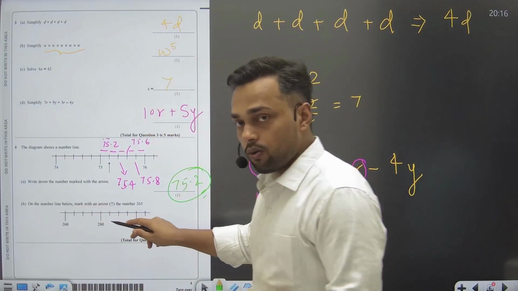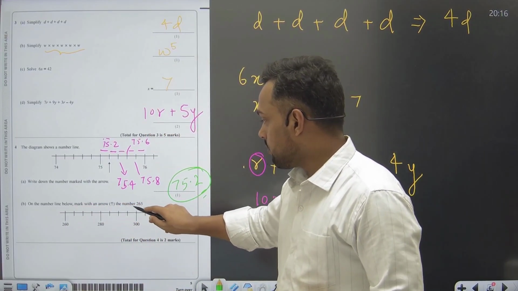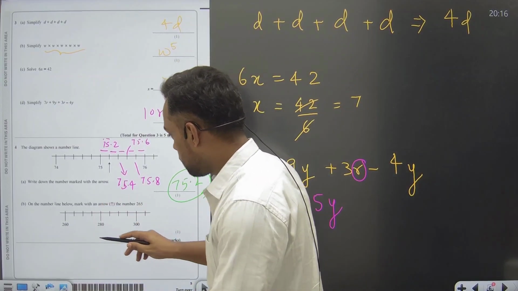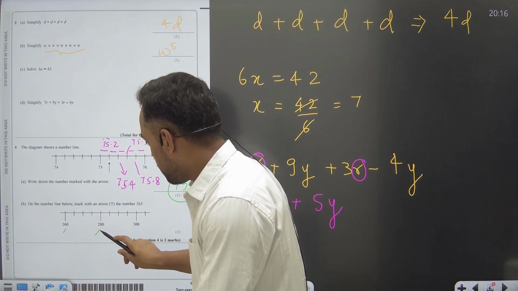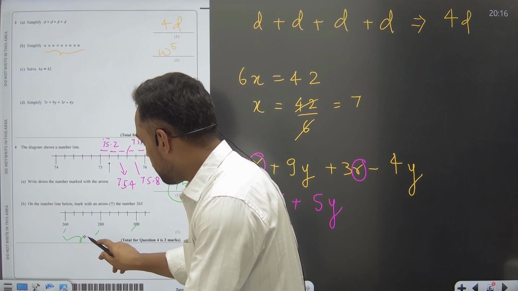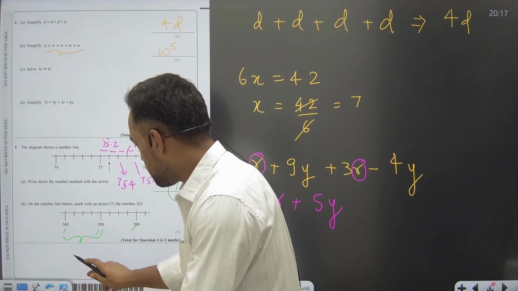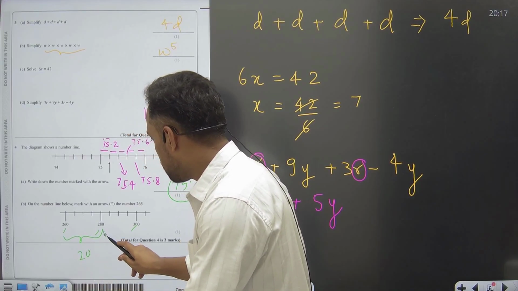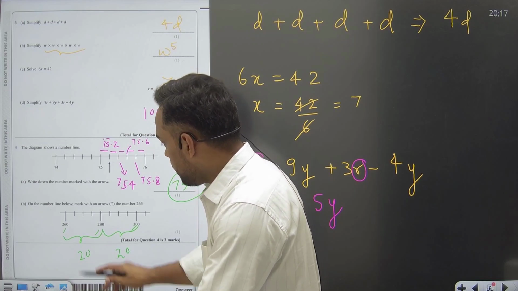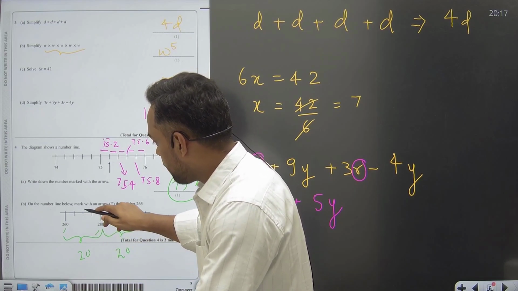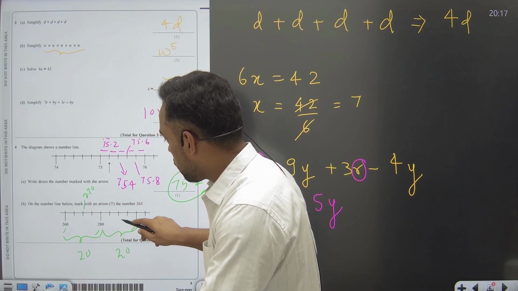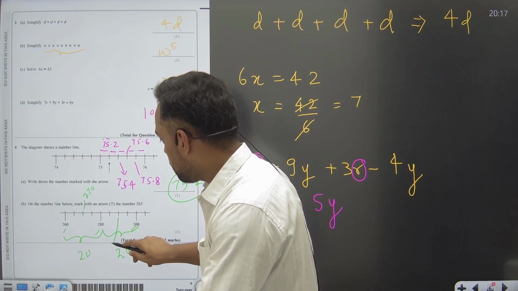On the number line below, mark with an arrow the number 265. Similarly, we need to do this also. Here is 260, here is 280, here is 300. The difference between 260 and 280 is 20. Similarly, the difference between 280 and 300 is also 20. So somewhere in the middle will be 270. Similarly, the middle of this will be 290.